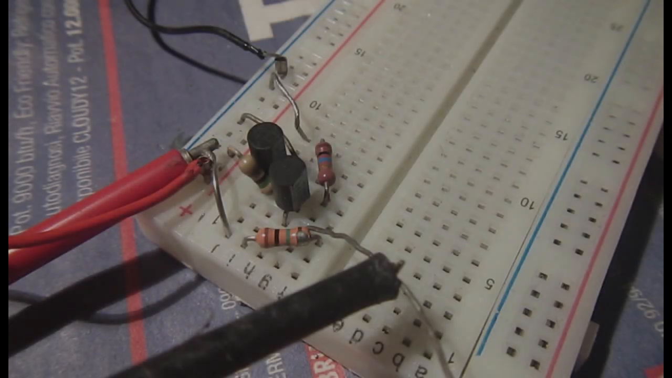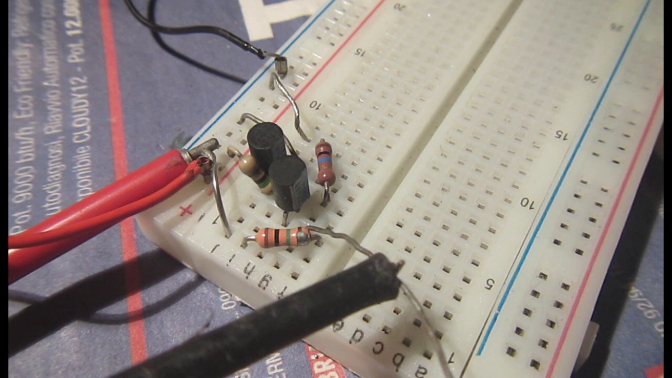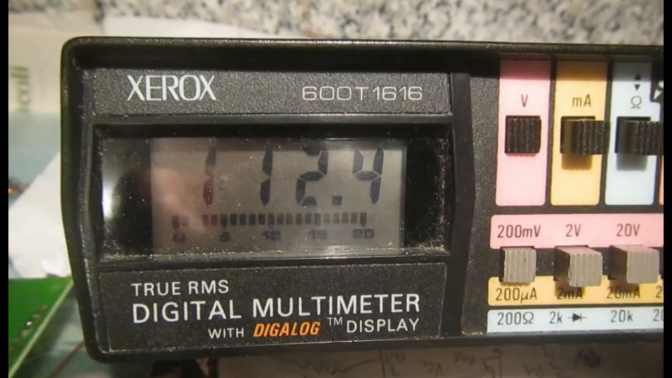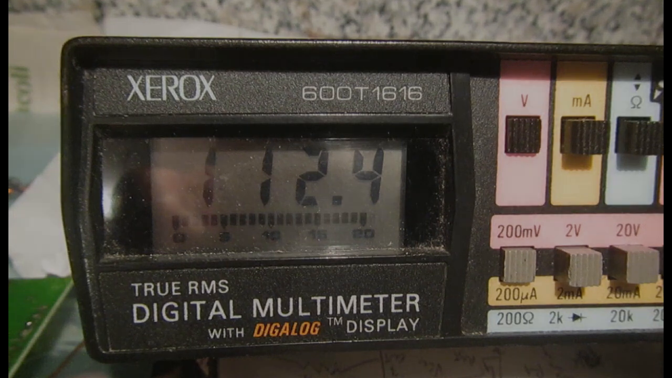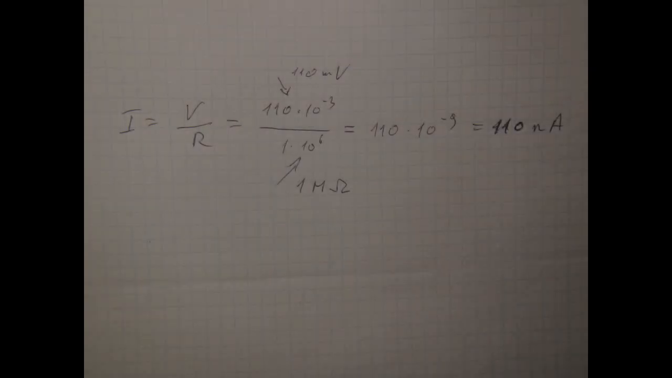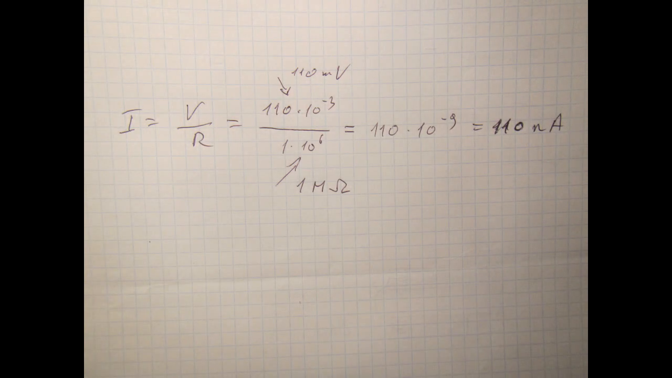So I quickly put together this simple circuit on a breadboard. First, to check that the circuit works as intended, I put a 1 megohm resistor as the collector load and measured the voltage drop across it, and that's approximately 110 millivolts. And applying Ohm's law, if we divide 110 millivolts by 1 megohm, we find that the circuit is sinking 110 nanoamperes, which is close enough to the value predicted by LTspice. And anyway, the actual value is not very important. What matters is this is the same for all the devices we want to test.